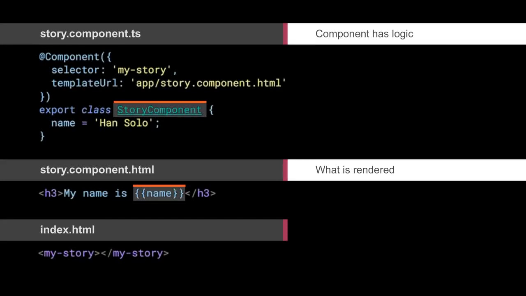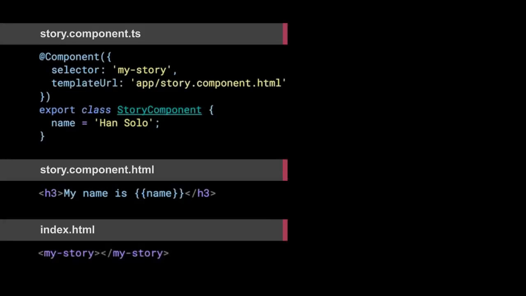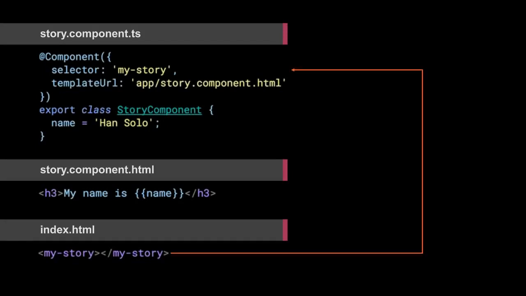Well, how do I actually get this on the screen? Maybe in our index.html, I stick my story tag in there. Well, where'd that come from? That's the component, and that's where I'm going to place on my screen. I can stick that in the body. But how does that look and feel? Let's take a look at this again. What happens here is my story inside the index.html is pointing to a selector called my story up in the story component. So that's how it knows what my story is.